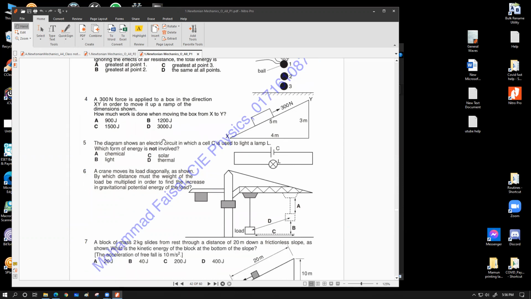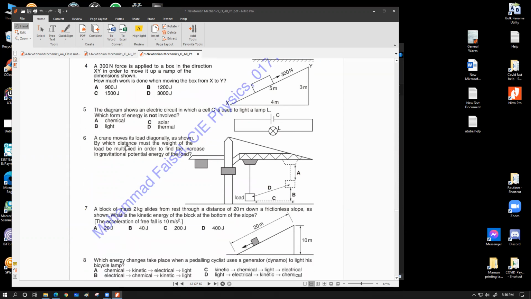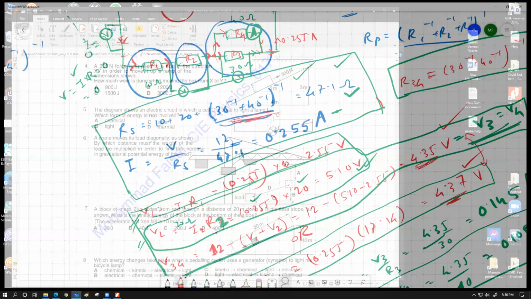Number 6 says a crane moves its load diagonally as shown, by which distance must the weight of the load be multiplied in order to find the increase in its gravitational potential energy of the load. Now what you need to understand is the gravitational potential energy of a certain object.